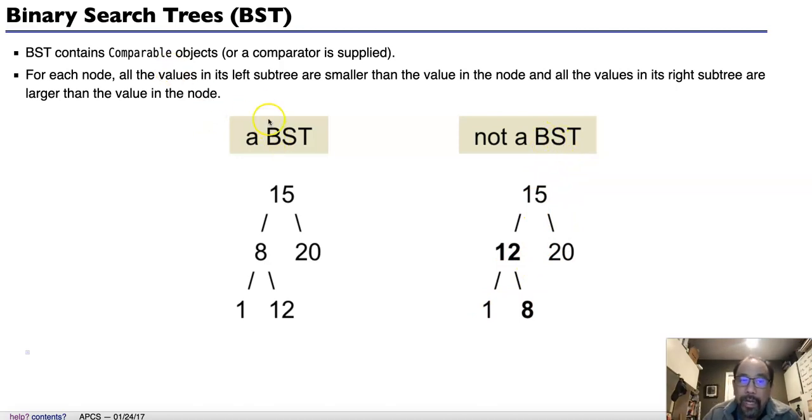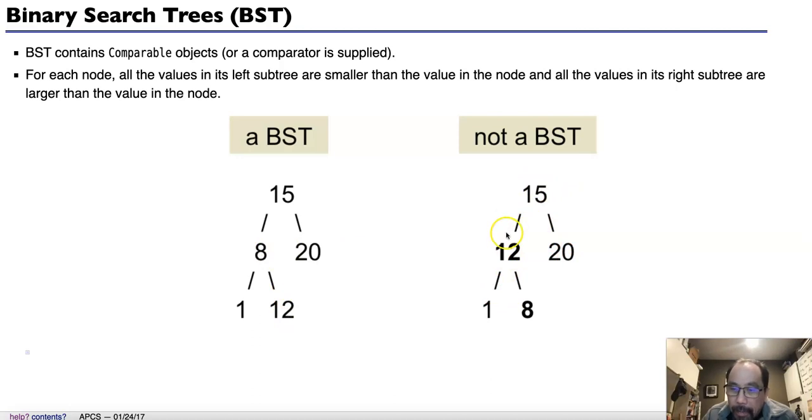A binary search tree has a very special kind of rule behind it, and the rule is that anything on the left of a node is smaller than the root, and anything on the right subtree must be bigger than the root. And this is true at any level of subtree. So even at this level here, the 8, 1, 12, the left subtree is less than 8, the right subtree is greater than 8. And that's why this is not a BST.